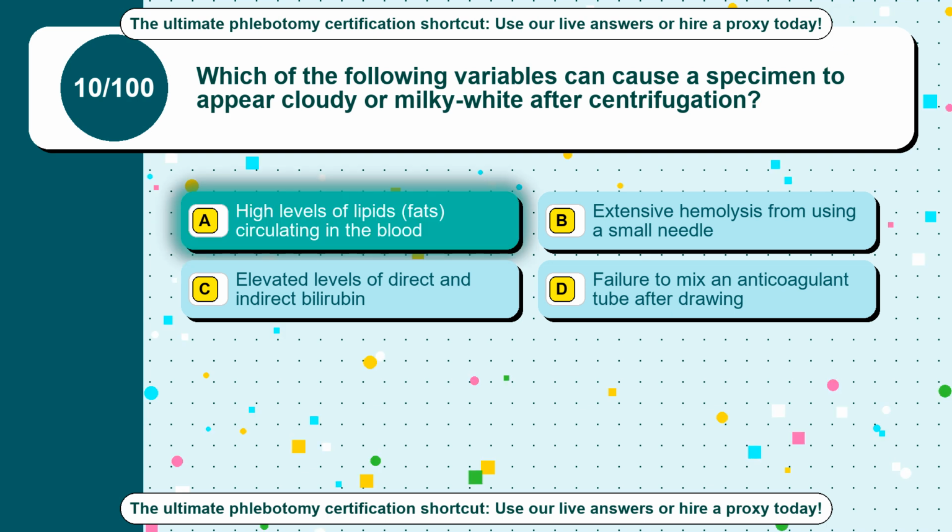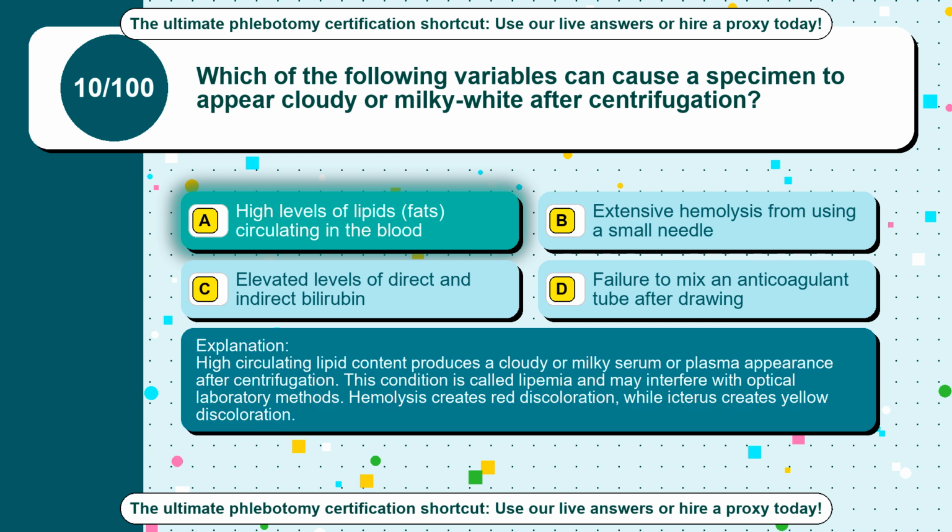The correct answer is option A. High levels of lipids, fats, circulating in the blood. High circulating lipid content produces a cloudy or milky serum or plasma appearance after centrifugation. This condition is called lipemia and may interfere with optical laboratory methods. Hemolysis creates red discoloration, while icterus creates yellow discoloration.